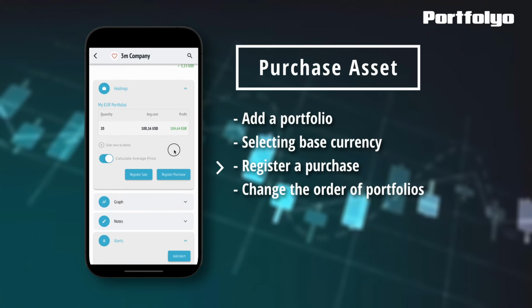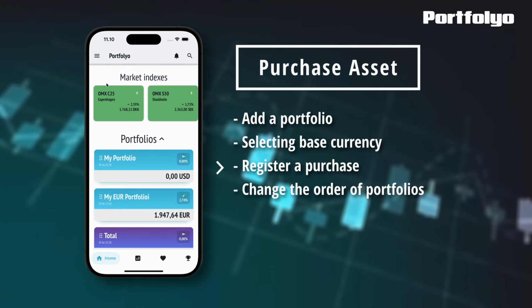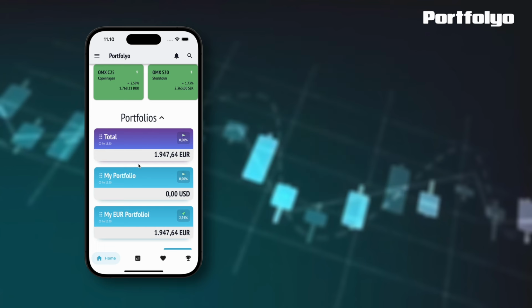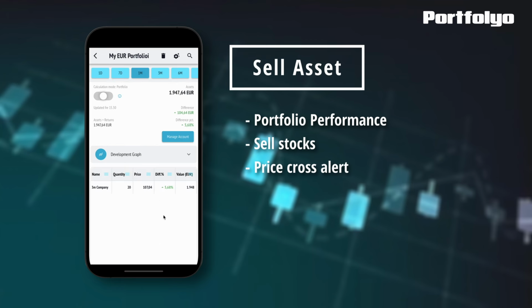Now I can see that I own 20 shares. Let's go back to the home screen. Here, we can see the current value of the euro portfolio. Notice that it's possible to rearrange the order of the portfolios. Let's open the portfolio and see how it looks.